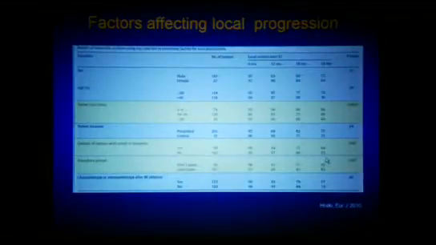Those who had contact with their tumor, the tumor had contact with their vessels or bronchus, had a lower local control than those that did not. And those that had larger tumors, in this case larger than 2 centimeters, had a poorer overall local control than those that had smaller tumors.